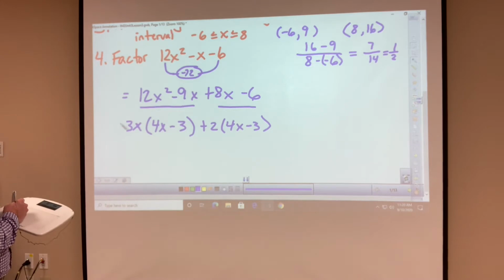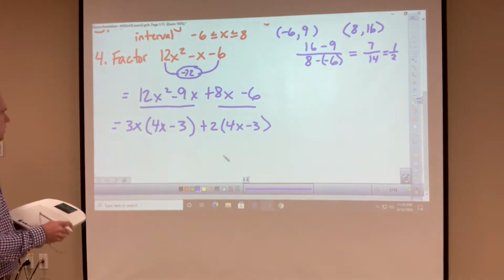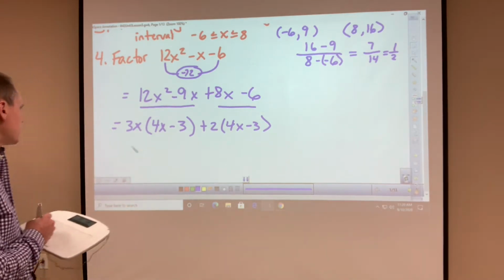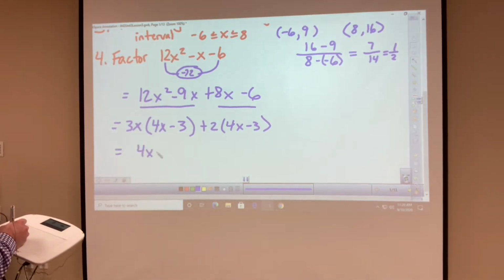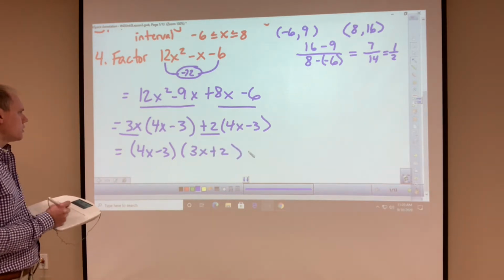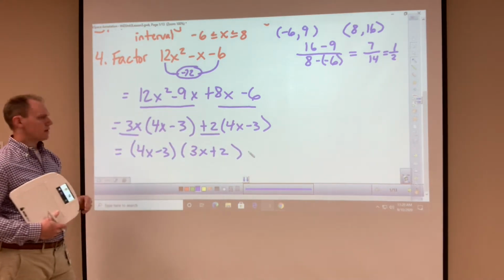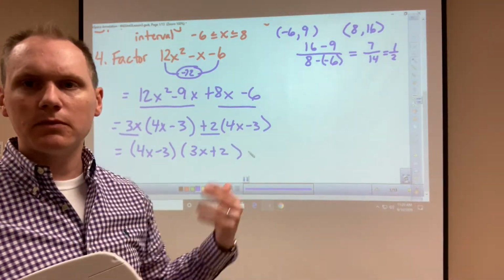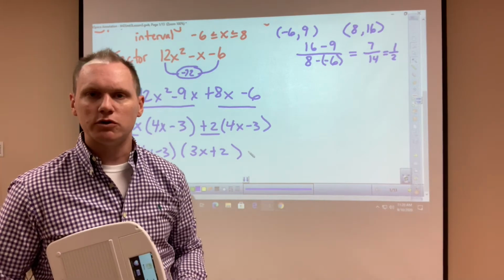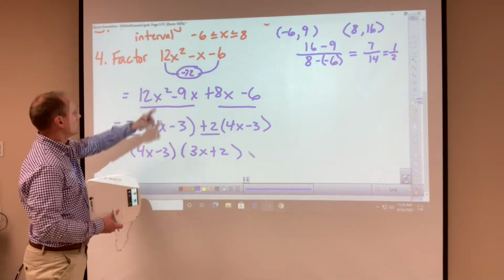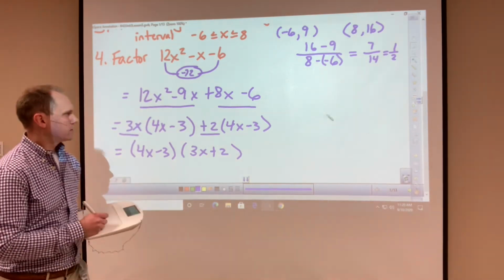From there, we can factor out what we can from the entire expression. So what's in common here and there is the 4x minus 3. So we can factor out a 4x minus 3 from the entire expression, like a GCF, and that leaves us with 3x plus 2 left over when we factor out that factor of 4x minus 3. So that's the factored form. Again, there are multiple ways to do that. I like factoring by grouping, but you may have a different strategy there. So that is the factored form of that quadratic there.